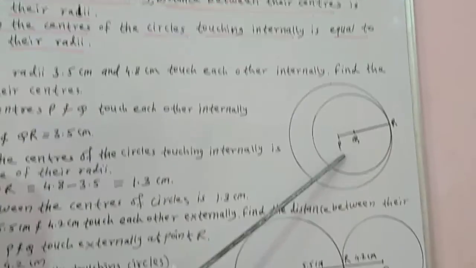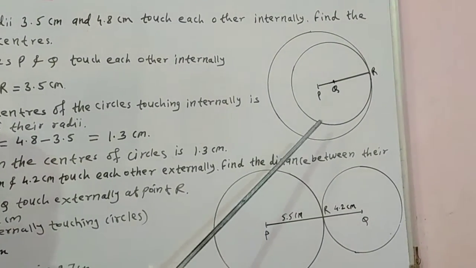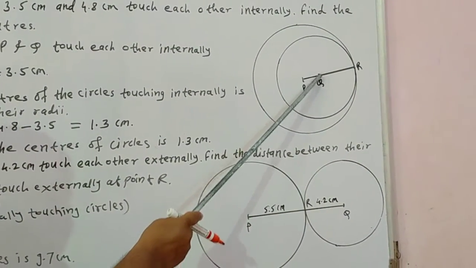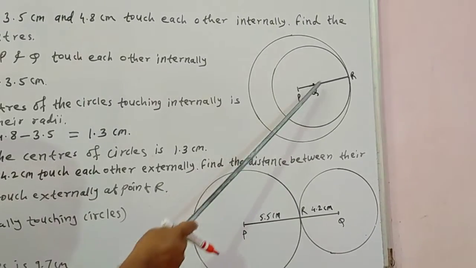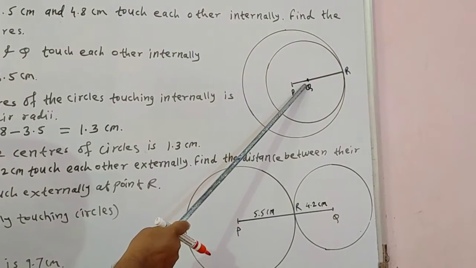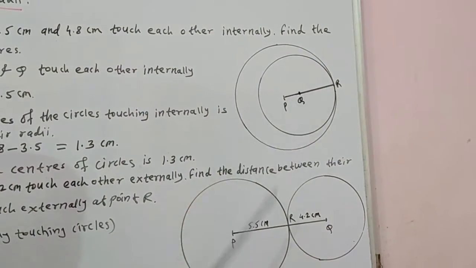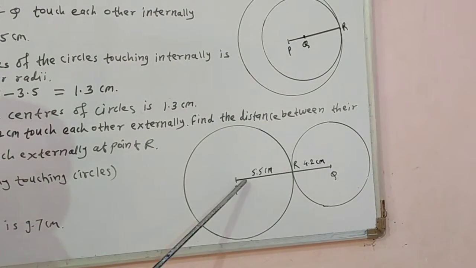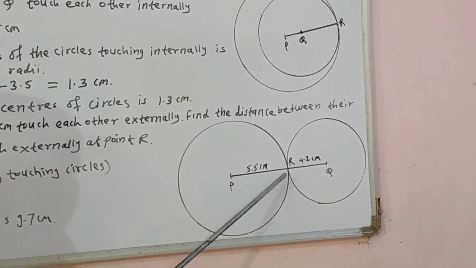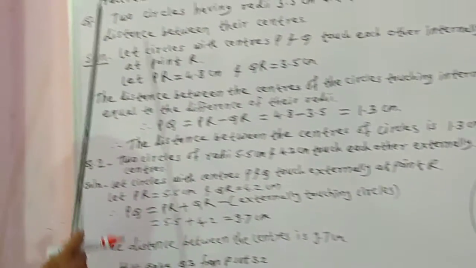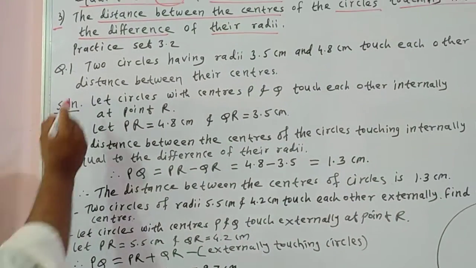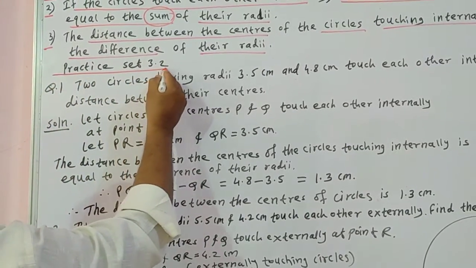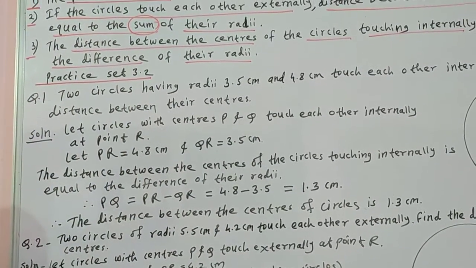You can see already these two figures are here. When two circles touching internally, that time distance between the centers is the difference of their radii. And when circles are touching externally, then distance between their centers is sum of their radii. By using these 3 points, now we will solve examples of practice set 3.2.